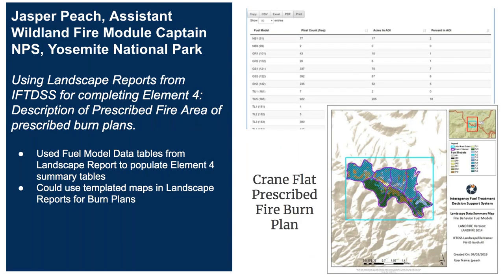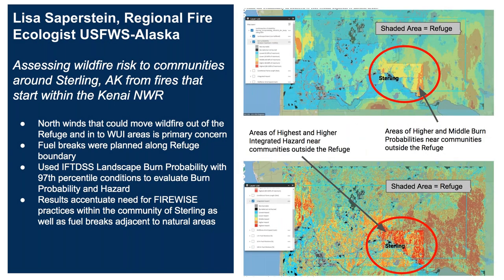Jasper Peach down in the Park Service there in Yosemite has been using IFTDSS for burn plan writing. And I'm actually in the process of working with Jennifer Anderson, who's, I think, on the call today. Thanks, Jen. We're putting together a little module on the new wildland fire learning portal on how to use IFTDSS to inform a prescribed fire plan. If you haven't seen the new wildland fire portal yet, I'll show you some images of it later, but we want to show folks that there are lots of pieces of IFTDSS that can be exported into a burn plan. So we're going to show everybody how to do that in a walkthrough online course. So that'll be coming. But Jasper's been doing that and has shared some of his results with us on how that's been working for him.